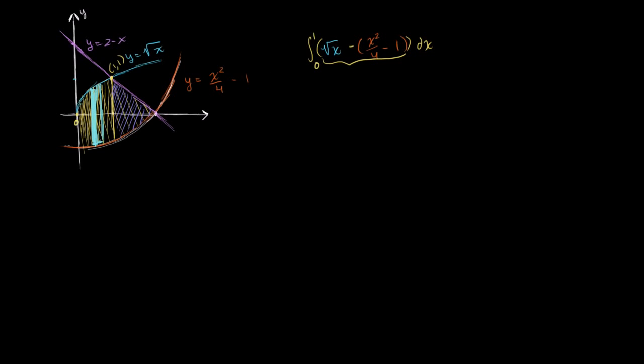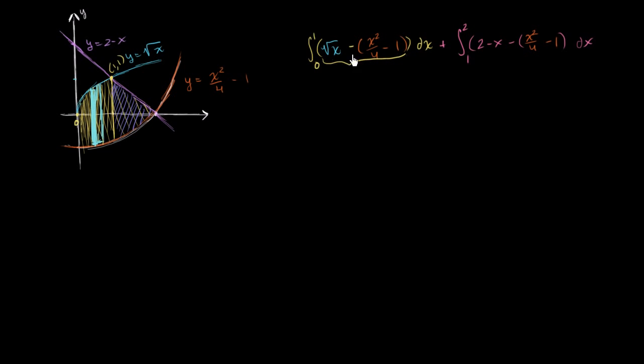By the exact same logic, we can figure out the area of the right region, and then we can just sum the two things together. For the right region, we're going from x is equal to 1 to x is equal to 2. The upper function is 2 minus x, and from that we're going to subtract the lower function, which is x squared over 4 minus 1. And now we just have to evaluate.